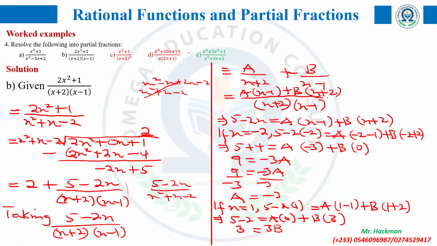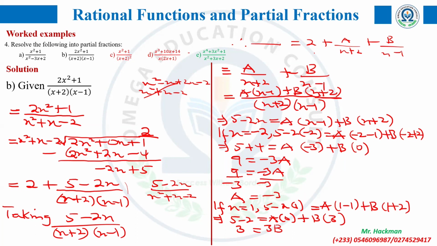Okay. So at normal circumstance, if you were asked to write the partial fraction identity of this, then your answer would have been, therefore, what you are given here to write its partial fraction will be equal to your quotient, which is 2, plus the identity of this. So that will give you A over x plus 2, then plus B over x minus 1.